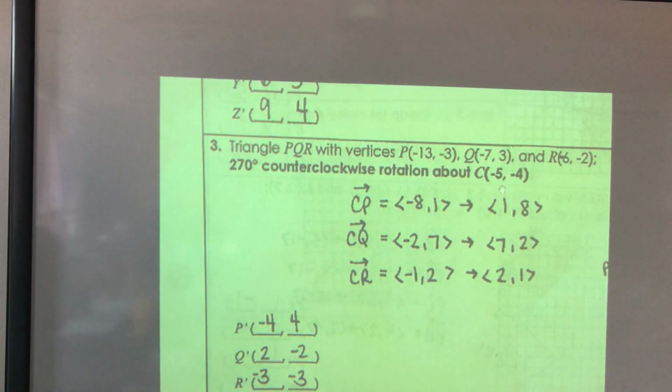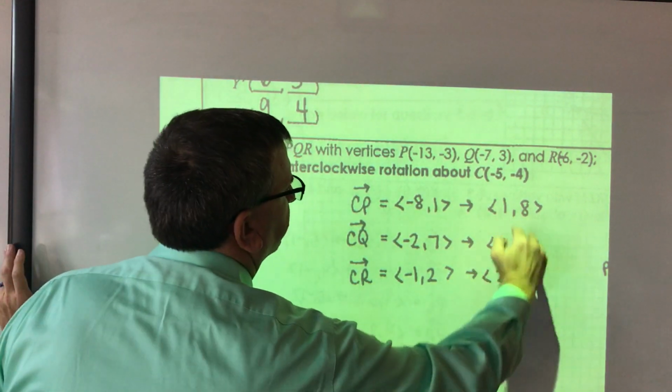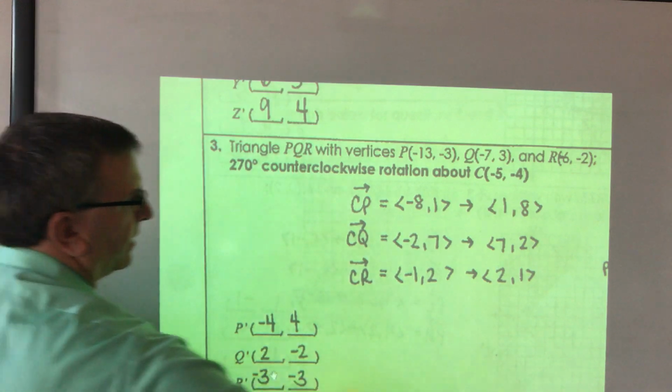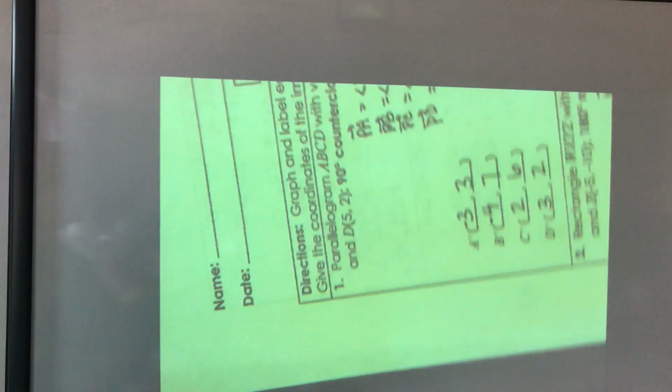Since that's our point of rotation, what we have done is that we created a vector with 1 point. And since we created that vector, if we apply our rules, now that new vector will put that point 270 degrees counterclockwise. So that's where this comes to -4 and 4, 7 and 2 with -5, -4, 2 and -2, 2 and 1 to here, -3, -3. Any questions on that? All right.